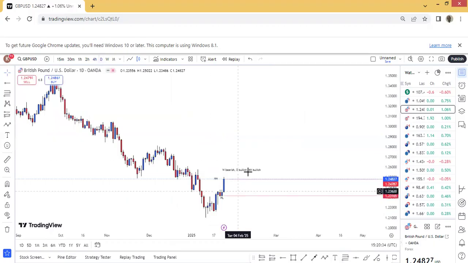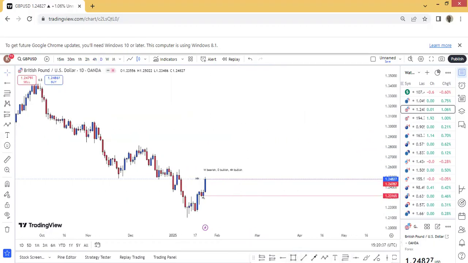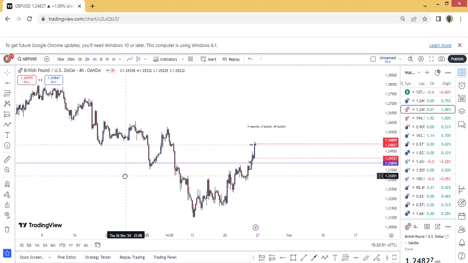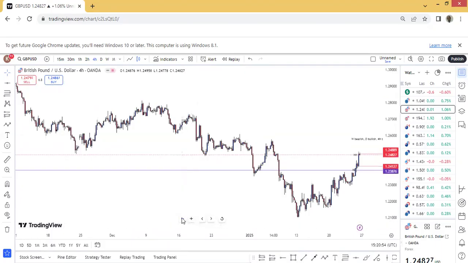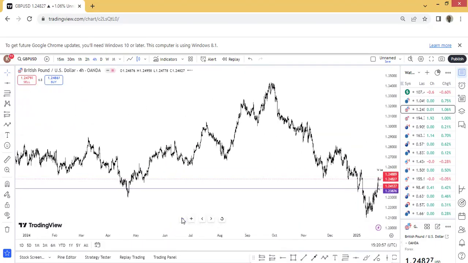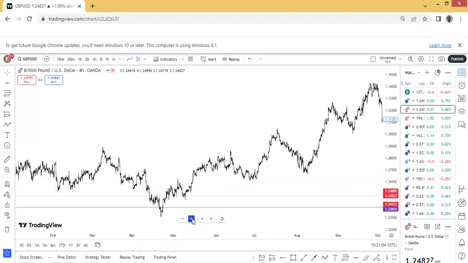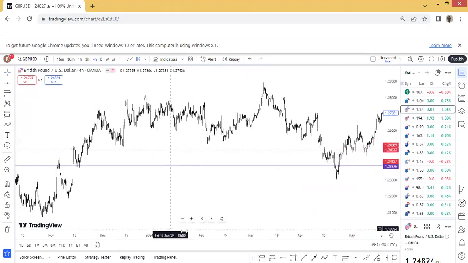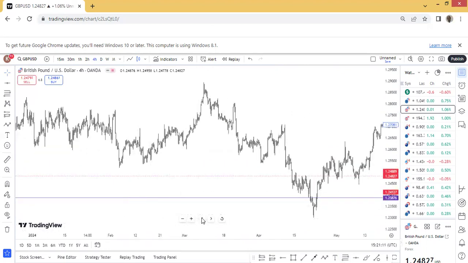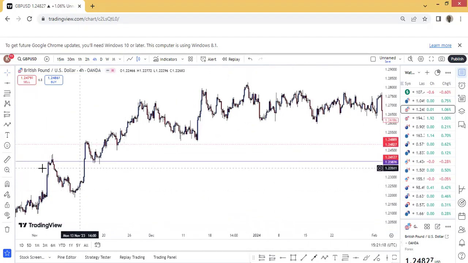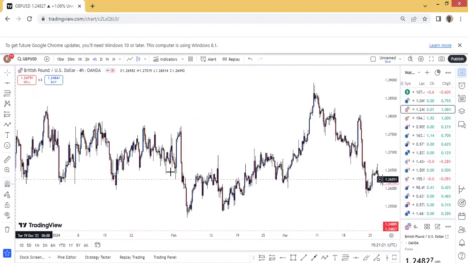So we come to the daily, and we draw a key level. This is going to be our key level. Also, that's going to be our key level. So here, this is perfect. You see our price has respected our key level. Great.